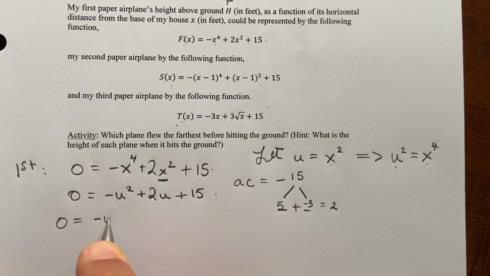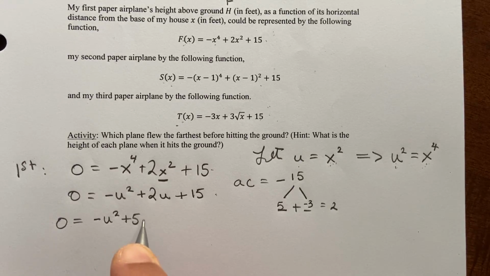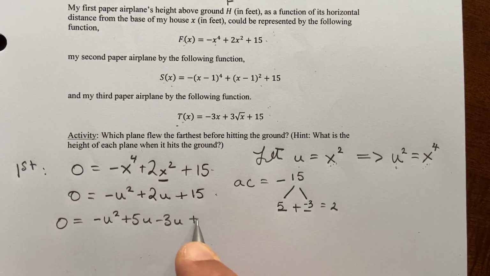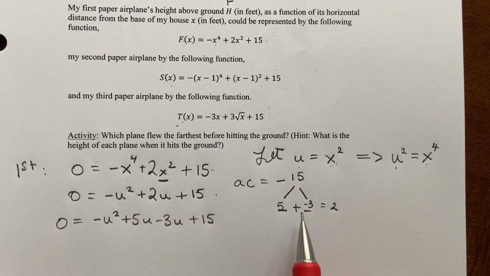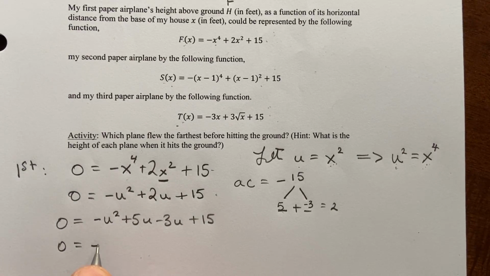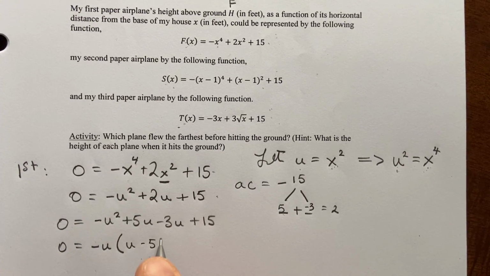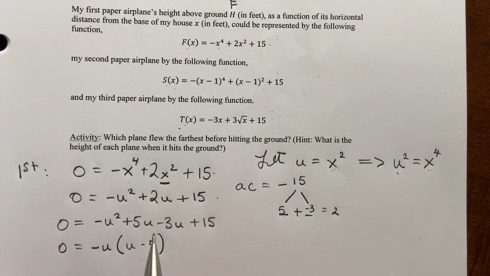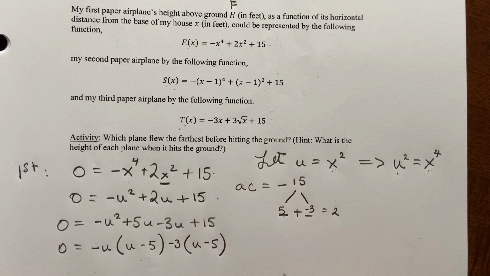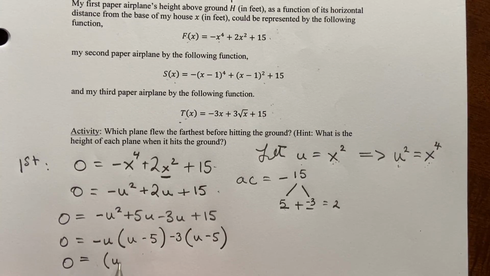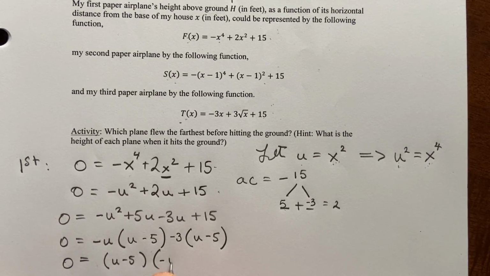So I have negative u squared plus 5u minus 3u plus 15, right, using these as coefficients. Now factor by grouping. I have negative u factored out front and u minus 5 left behind. Then factor out a negative 3, leaving behind a u minus 5. And then factor out u minus 5. So I have 0 equals u minus 5 times negative u minus 3.